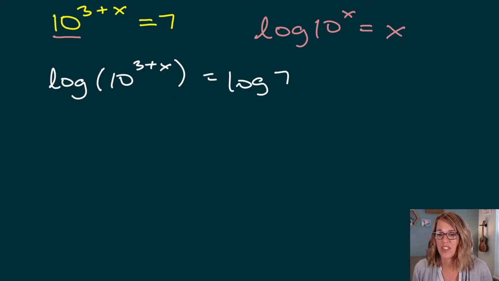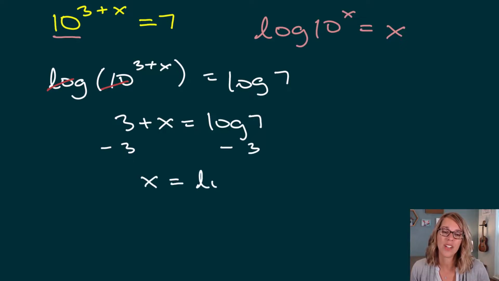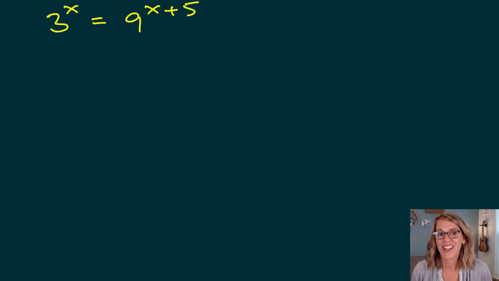Now my functions on the left-hand side cancel each other out, and I get 3 plus x back, and I end up with log 7 on the other side. This turns out not to be a nice number at all, so I can go ahead and keep solving. I want to subtract a 3 from both sides, and I get x is equal to log of 7 minus 3. I cannot combine that 3 with the 7 because it's trapped inside the logarithm, so I end up with this expression. I want to show you another technique for this one.